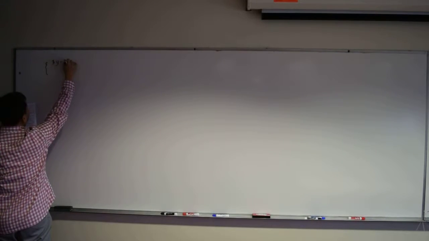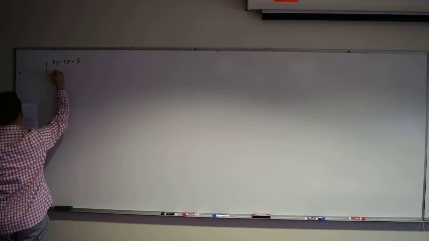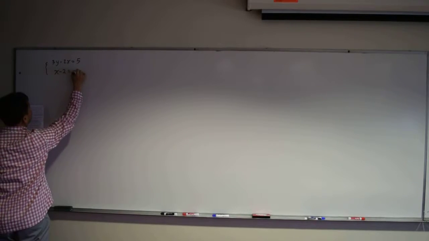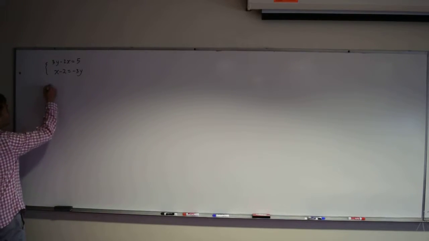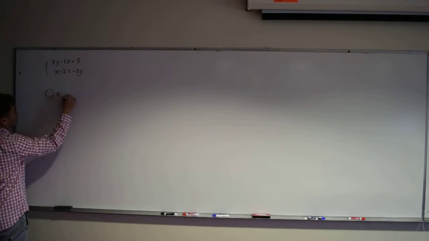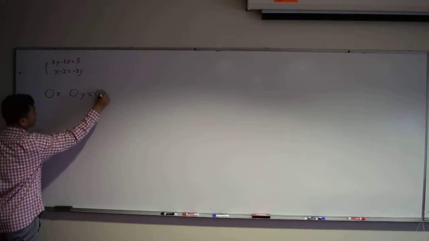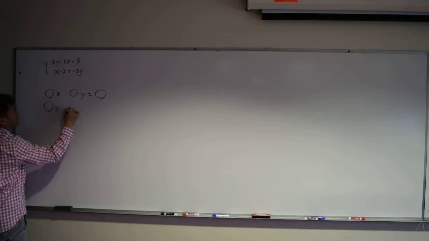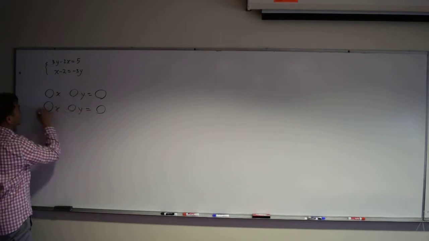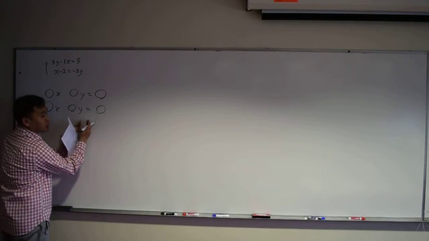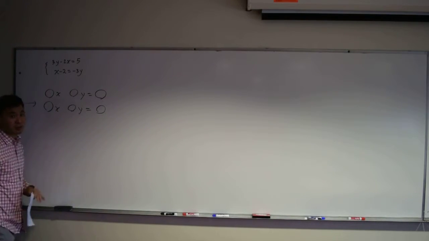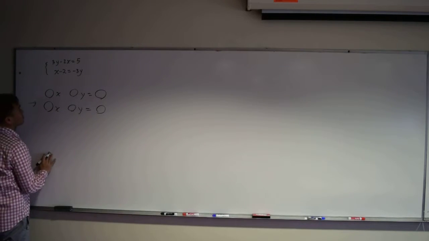3y minus 2x equals 5. x minus 2 equals negative 3y. To make this a system of equations, you need to first write it as something x, something y equals a number, something x, something y equals a number. It has to be in that format in order to write it as a matrix of coefficients times x, y and then the constants. Okay? That's the first step you have to do.